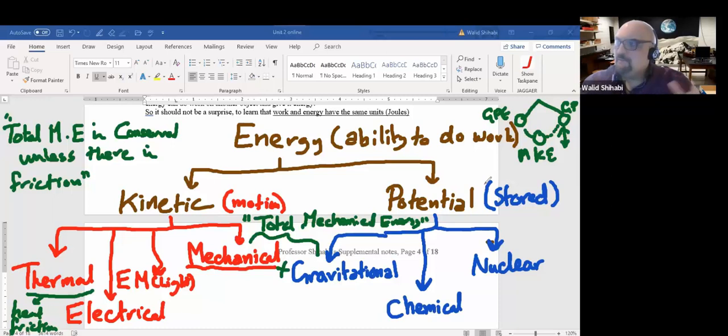So that's what the law of conservation of energy is about. You cannot create or destroy energy. You can only change it from one form to another. So sometimes we think that we destroyed the energy or we eliminated the energy. We did not eliminate it. We just changed it from one form to another.